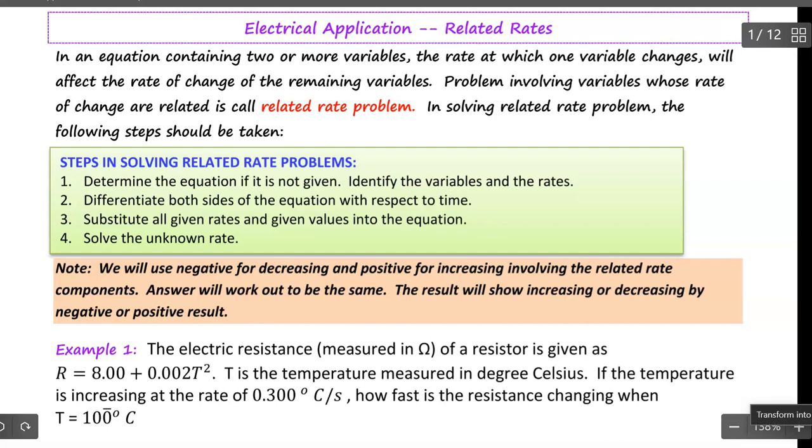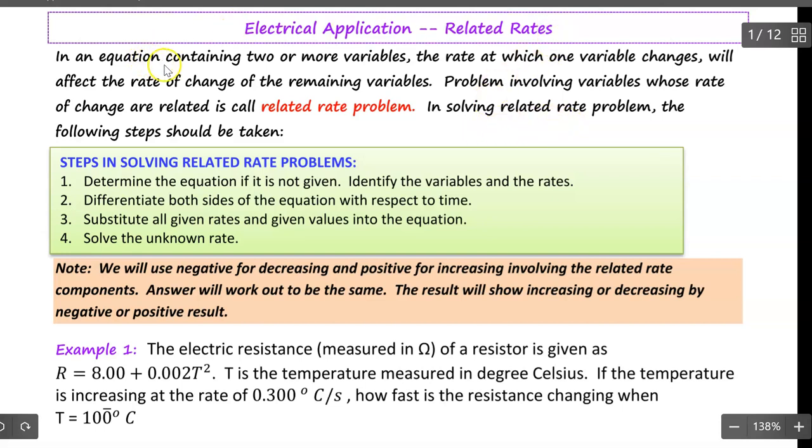Hello everyone. In this lesson, we will explore related rates. The related rate problems that we are going to work with in this lesson will involve electronic applications. Before we get started with the example, I would like to give the definition for related rates.